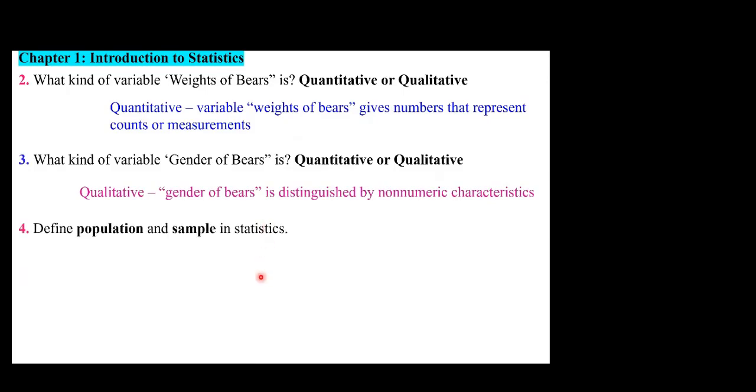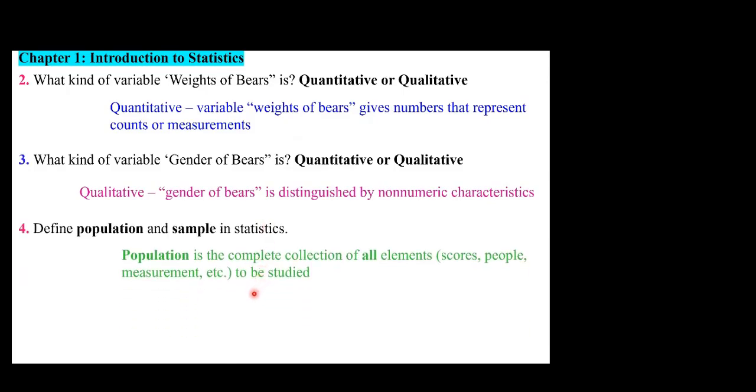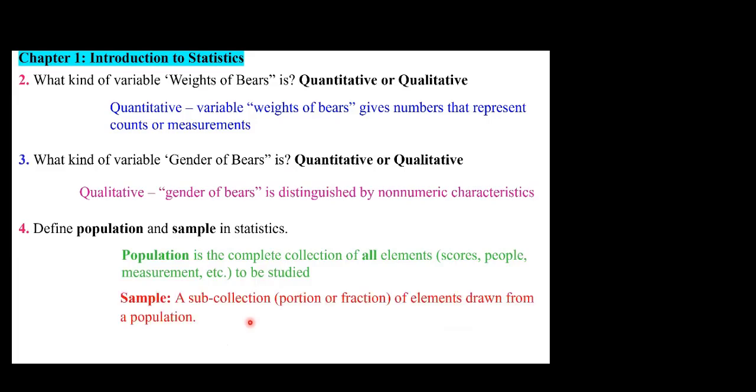Define population and sample. Population is the complete collection of all elements, scores, people's measurements, etc., to be studied. A sub-collection, portion or fraction of elements drawn from a population, is a sample. In short, population refers to the whole, sample refers to a portion.